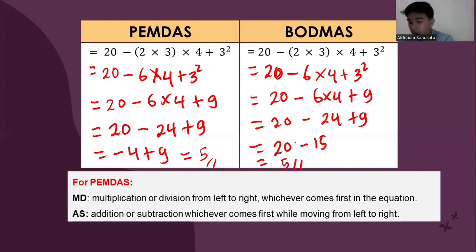So there is no problem for us. Which one do we choose, the PEMDAS rule or the BODMAS rule? Because they are equivalent.